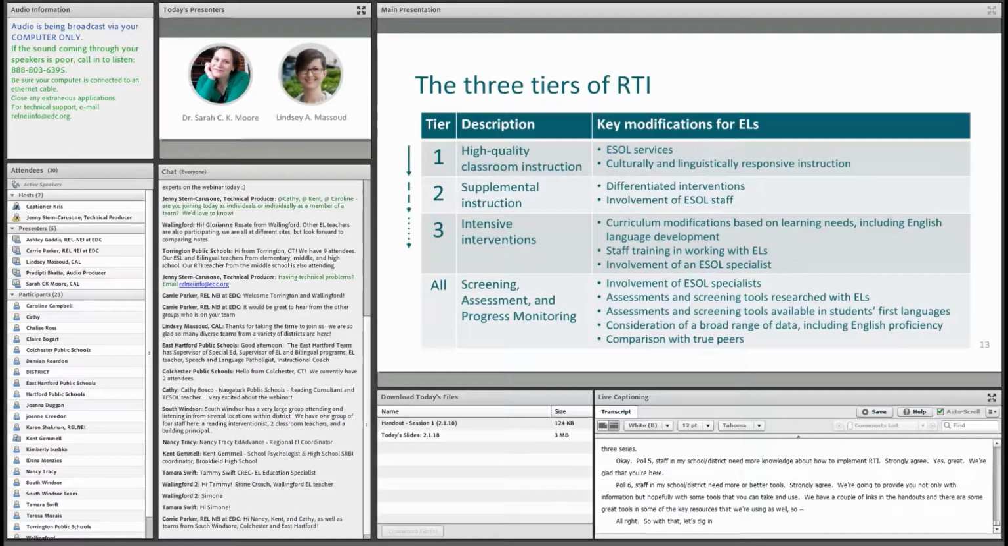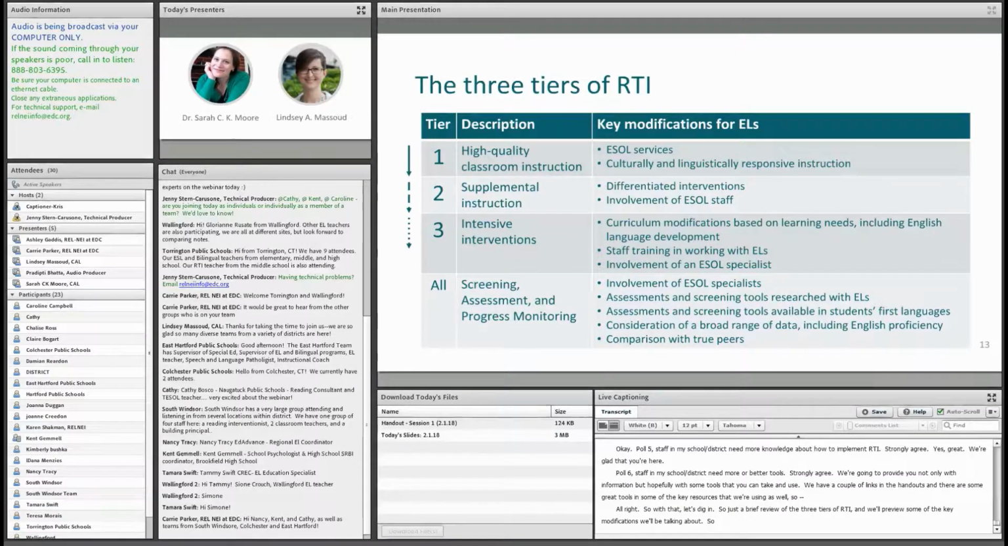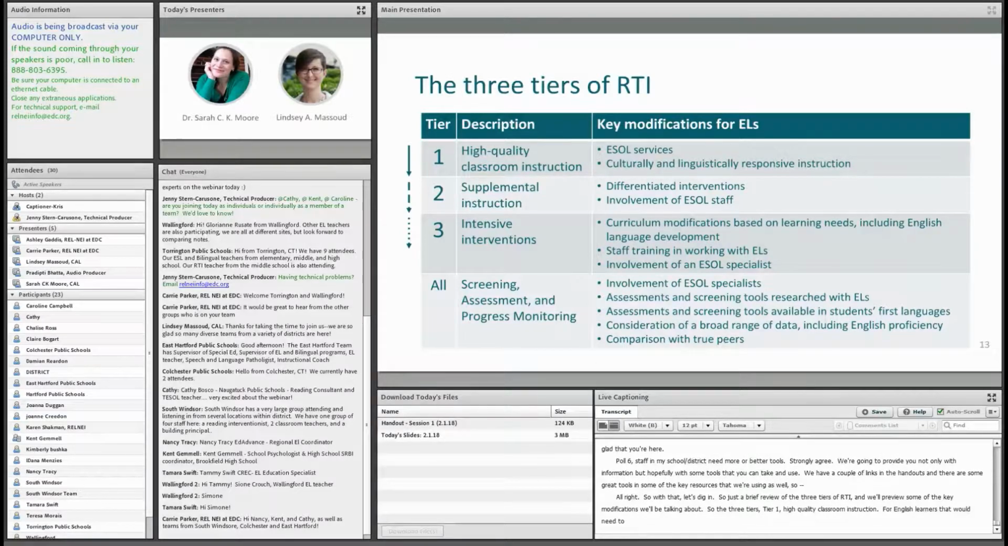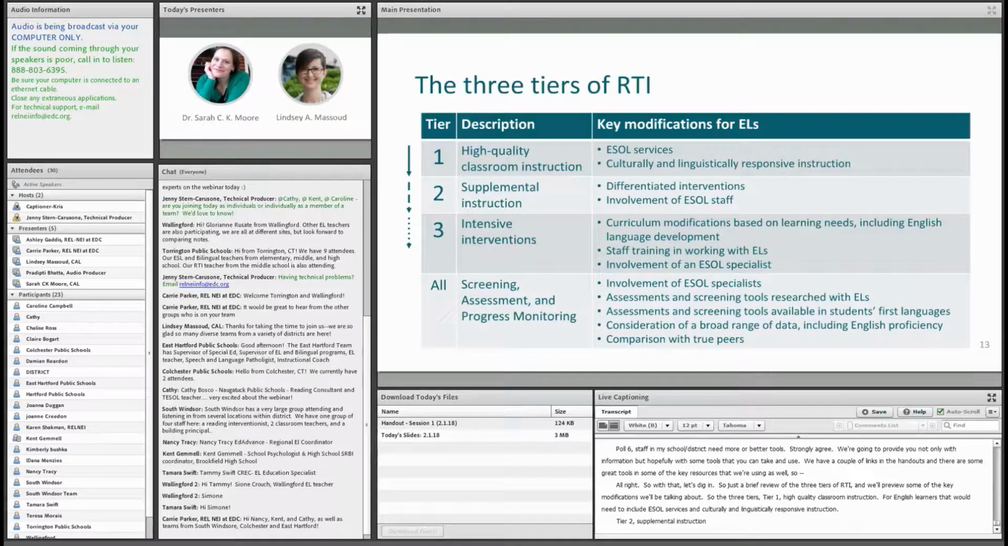So just a brief review of the 3 tiers of RTI, and we'll preview some of the key modifications we'll be talking about. So the 3 tiers, Tier 1, high quality classroom instruction. For English learners, that would also need to include ESOL services and culturally and linguistically responsive instruction. Tier 2, supplemental instruction and interventions. For English learners, those should involve ESOL staff and differentiation for English language proficiency. Tier 3, even fewer students, very intensive interventions.